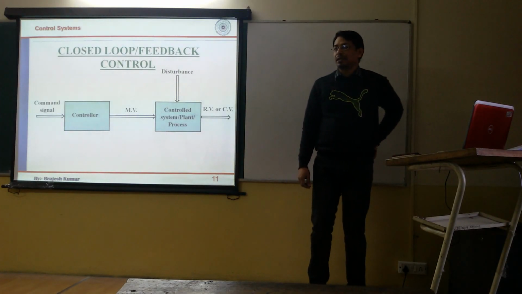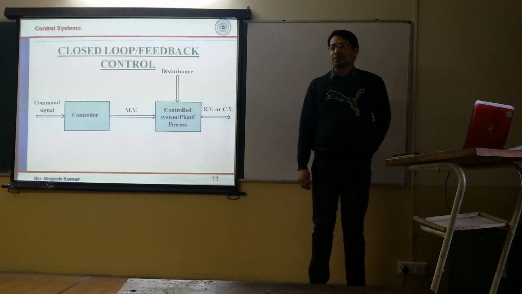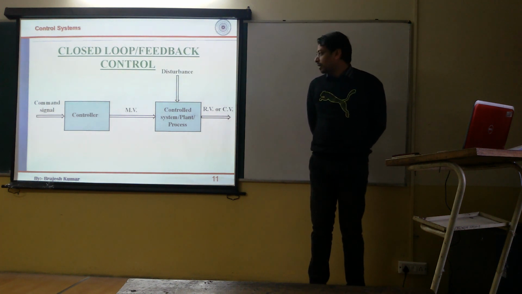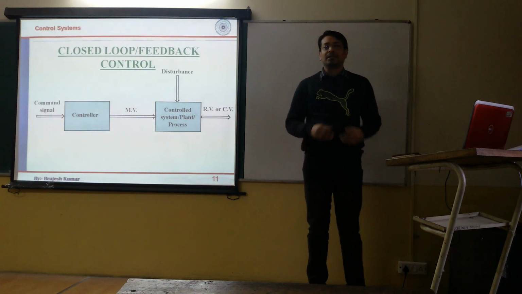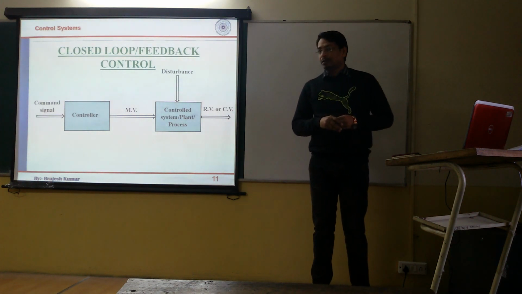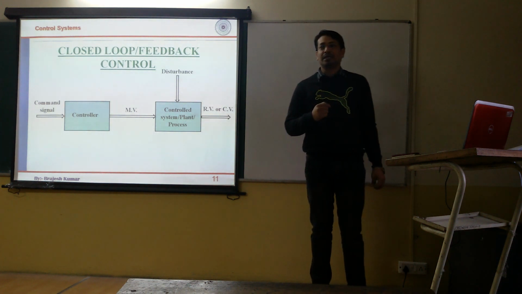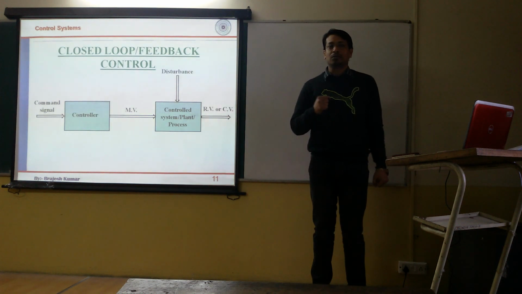In the last class we have seen about the open loop control system. We have seen the demerits of the open loop control system: however intelligent your open loop controller is, it does not have any knowledge about the change in disturbance. So if, in due course of time, the disturbance changes, your controller will not be able to compensate for that particular change in disturbance.